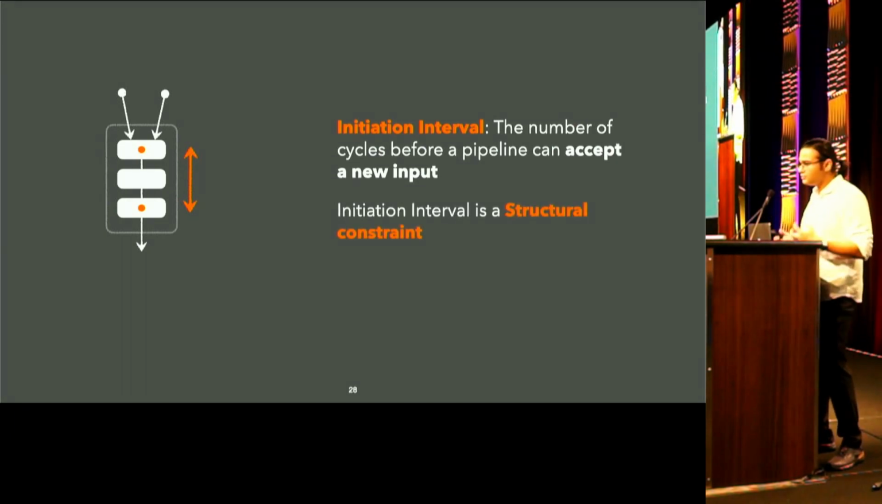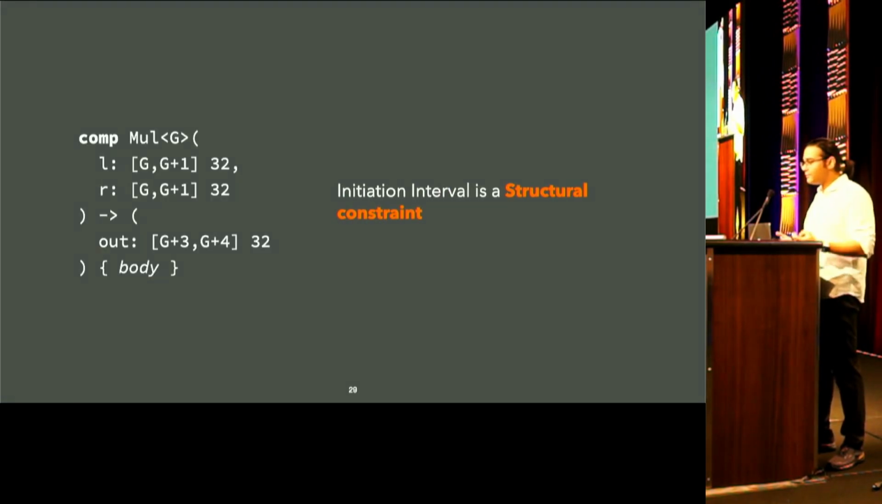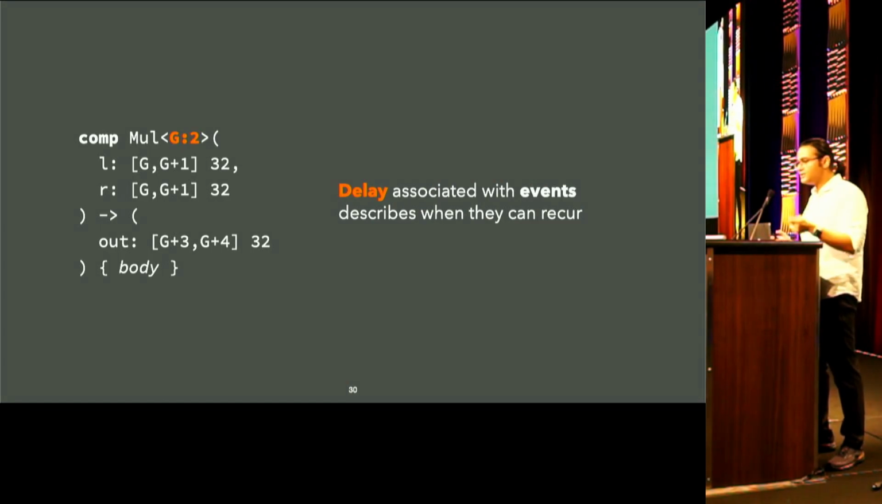And this is a structural constraint. Every circuit has an initiation interval, and it cannot be changed without fiddling with the implementation of the circuit itself. In Filament, we can capture this constraint and also check that it is correct. So here we're going to take our original mul module, and we're going to add a delay. For each event, we add a particular expression called the delay that completely summarizes how often the module can accept new inputs. Here we're saying the module can accept new inputs every 2 cycles.